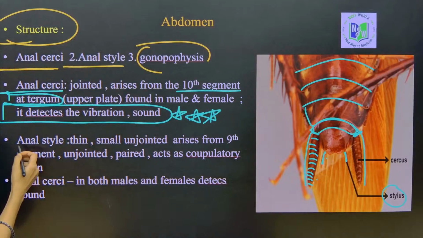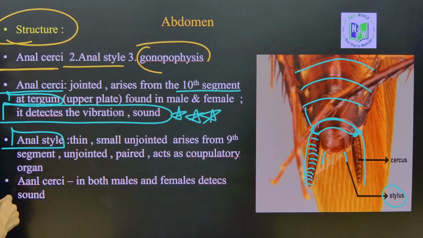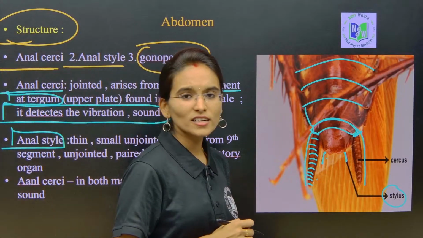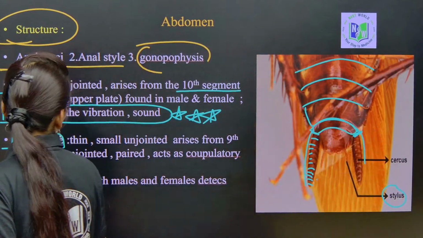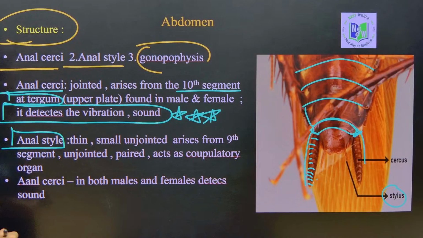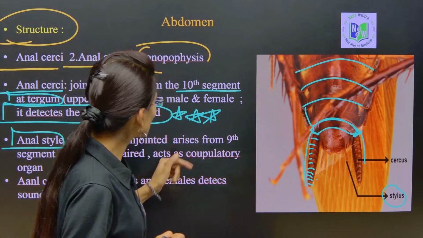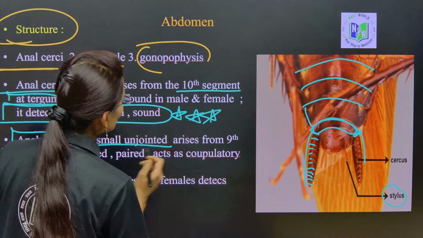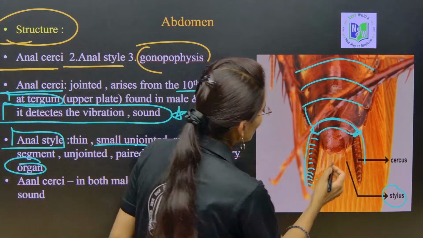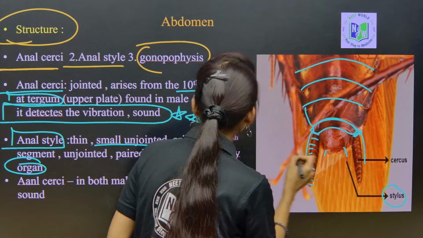And next one, the anal styles. See here, where are the anal styles located? Can anyone say whether these are attached to the abdominal segments, or from where actually they are arising? Yes students, these are unjointed, paired, and act as a copulatory organ. These are very small and unjointed. These arise from this particular part, not the 9th segment.